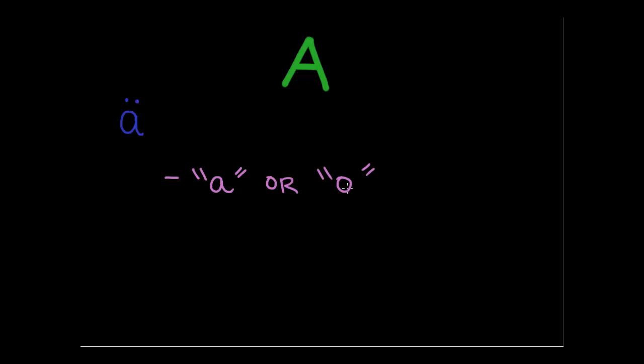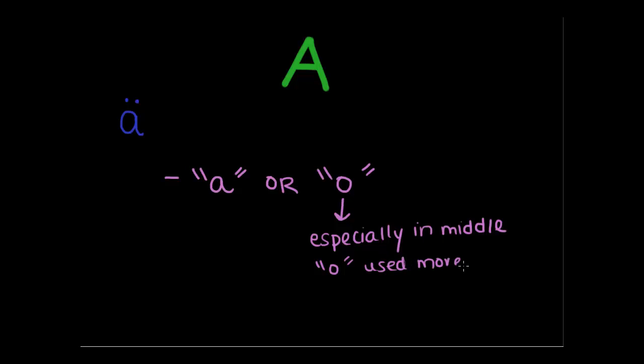Now, how do we know which one to use? O is used more in roots, so it's going to be more often, and O is especially used in the middle. So notes on O, it's going to be especially in the middle, and that's where you're going to see the ah sound often. Also, O is used more in roots, and we'll see some examples soon. And OS, pronounced os, is a common ending.